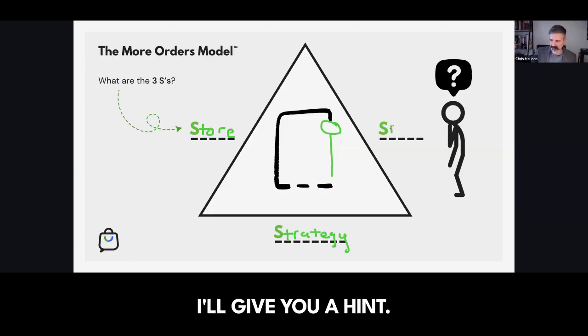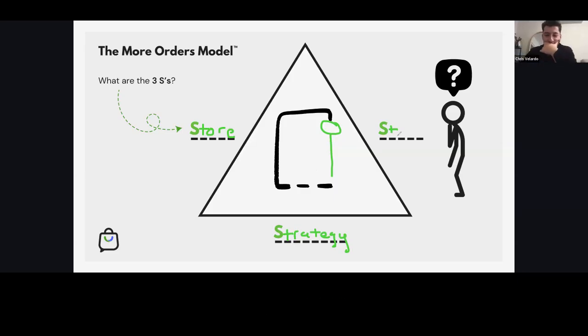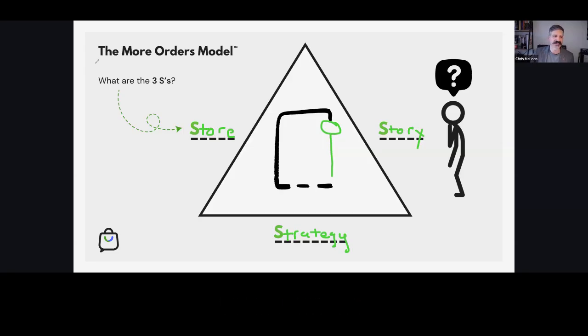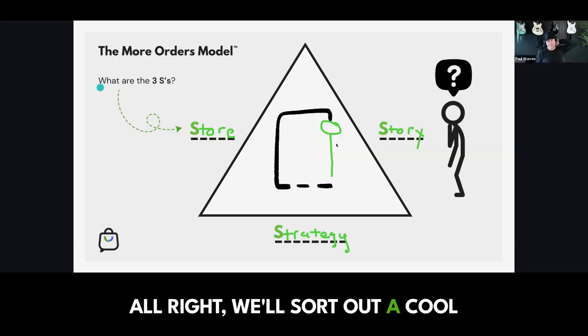I'll give you a hint. Story. Bang. So what are all 3? First person. Winner, chicken dinner. There you go. Done. Rachel wins. All right, we'll sort out a cool prize at the end of this.